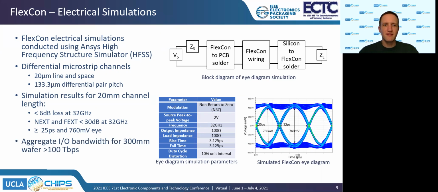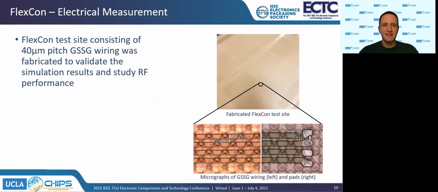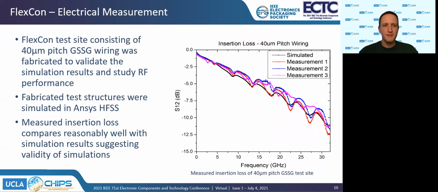To validate the results of these simulations, test sites consisting of GSSG wiring at 40 micron pitch were fabricated. RF measurements were performed using a Keysight PNA-X vector network analyzer and Cascade Microtech Infinity probes. The test sites were modeled in ANSYS HFSS as fabricated for comparison. We observed that the measured insertion loss compares reasonably well with the results of the simulation, suggesting our previous simulations are valid.